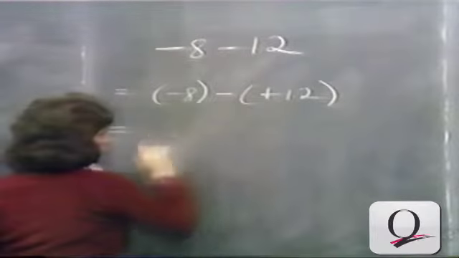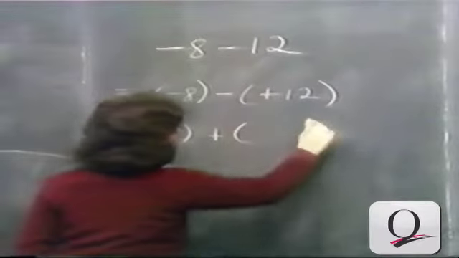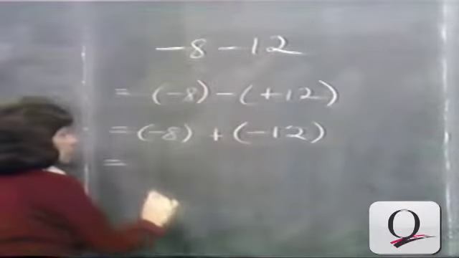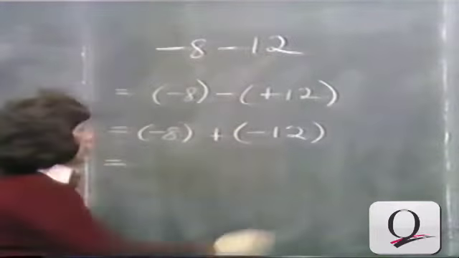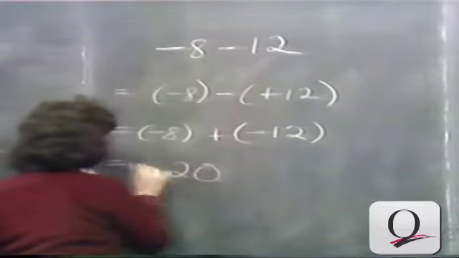Now, to subtract the signed numbers, we change the subtraction to addition, and we change the sign on the second number. We are now adding a minus 8 and a minus 12, adding numbers with the same sign. You block out the signs. 8 and 12 gives you 20. The common sign is minus. The answer is minus 20.